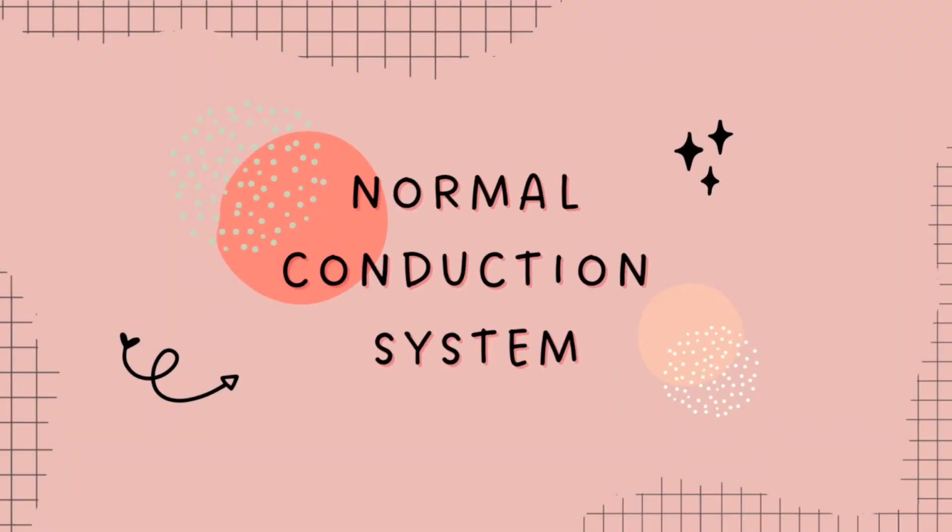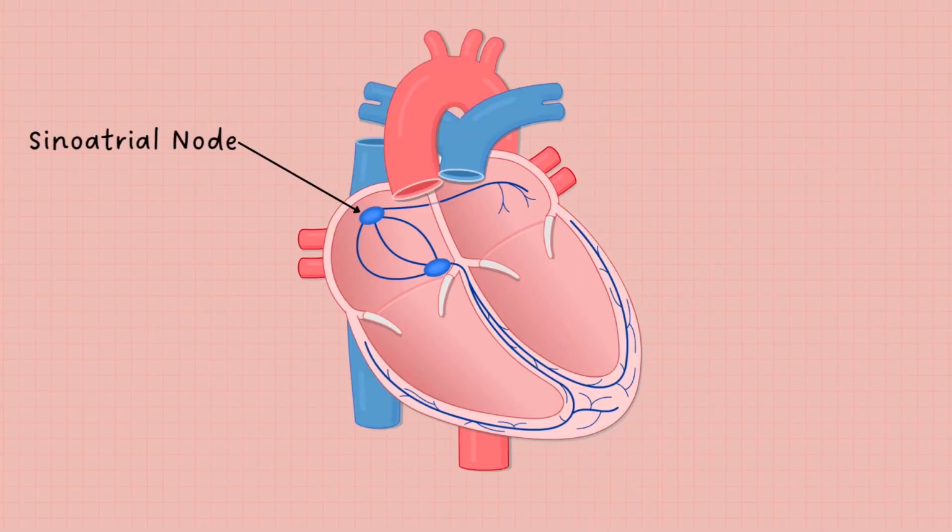In the normal conduction system of the heart, there are 5 components that we need to know. The normal conduction system consists of the sinoatrial node, or SA node, which is located in the right atrium near the entrance of the superior vena cava. This is the natural pacemaker of the heart, and it initiates all the heartbeats and determines the heart rate. The electrical impulse from the SA node will spread to both atria and stimulate them to contract.